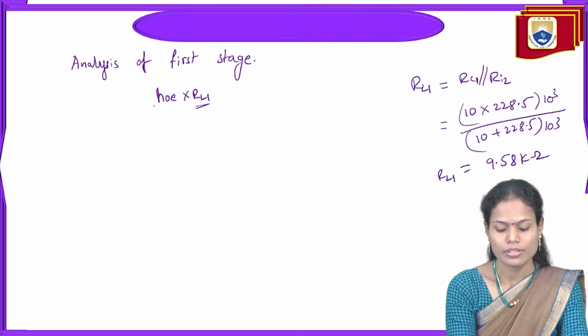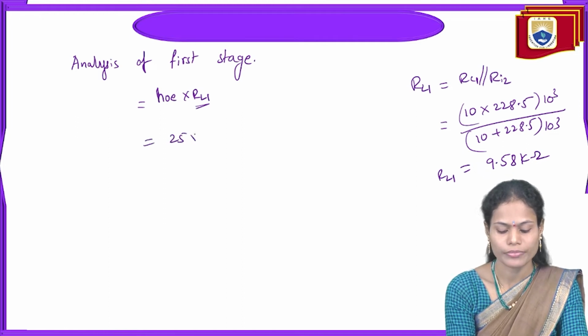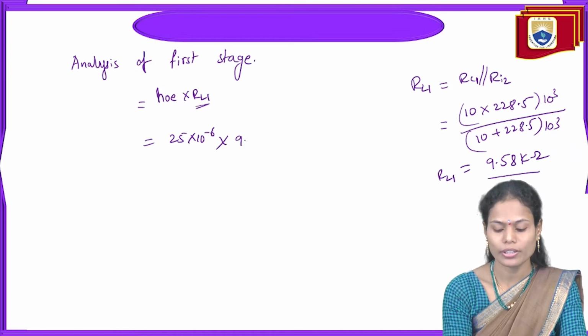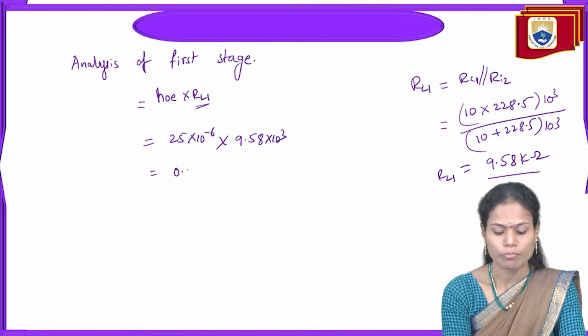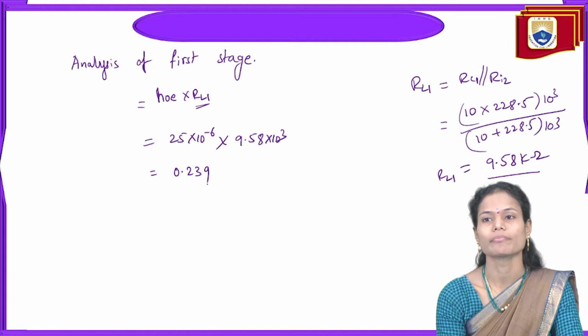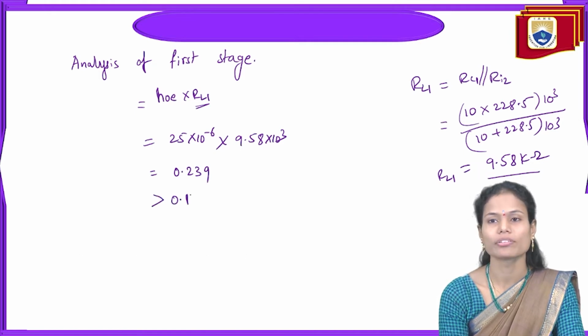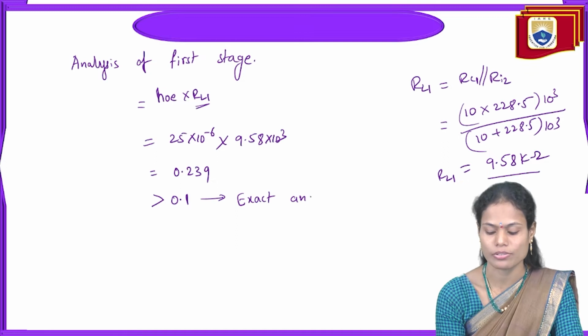If we substitute this value, HOE is given as 25 into 10 power minus 6 and RL1 is 9.58 into 10 power 3. If we simplify it, we will get 0.239. This value is also greater than 0.1 here. So again, we need to go for the exact analysis for the first stage also.